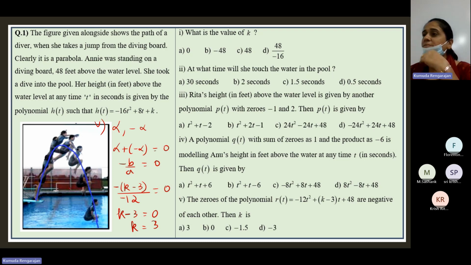So when the zeros are reciprocals of one another, alpha and 1 by alpha, then you should take the product of the zeros. If one zero is a reciprocal of the other, let the zeros be alpha and 1 by alpha. Alpha into 1 by alpha, the product of the zeros will be 1. So c by a is equal to 1.